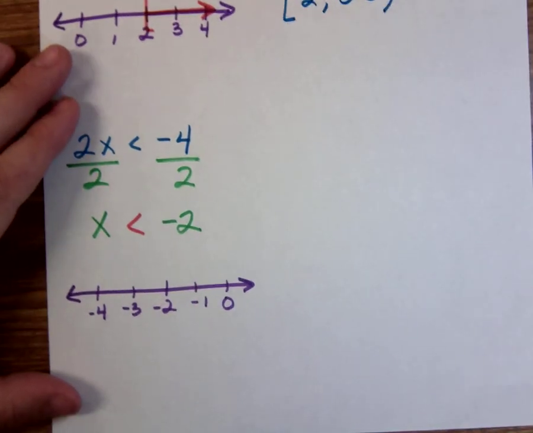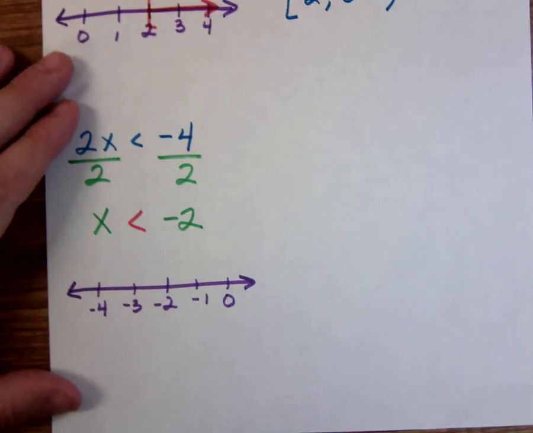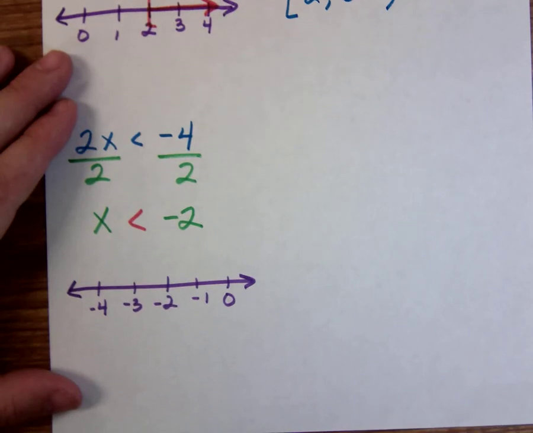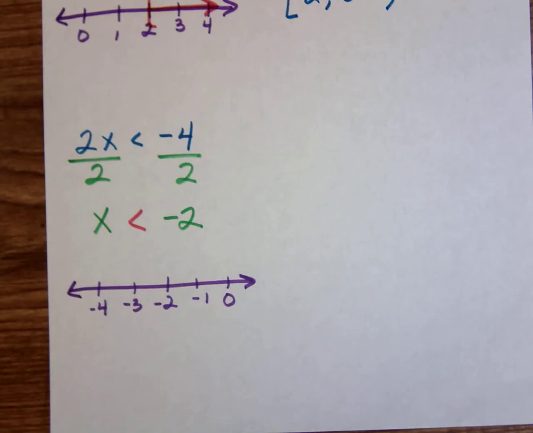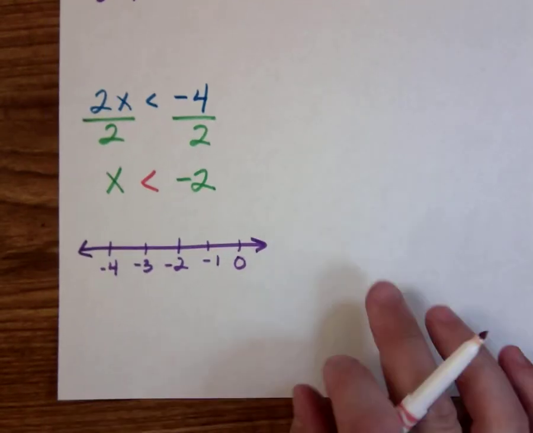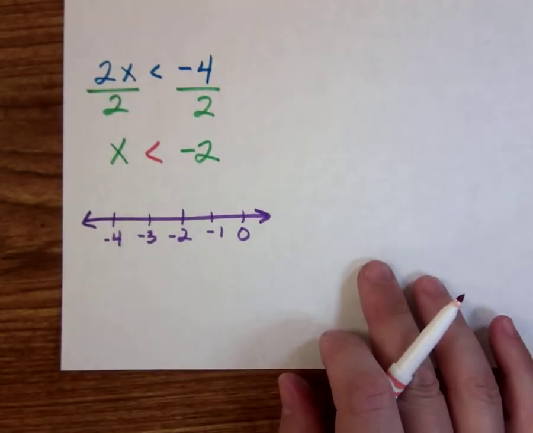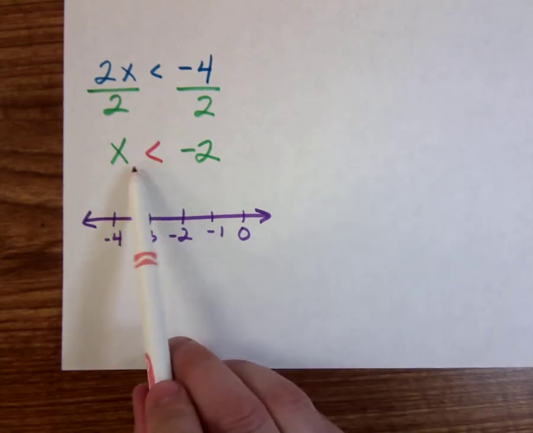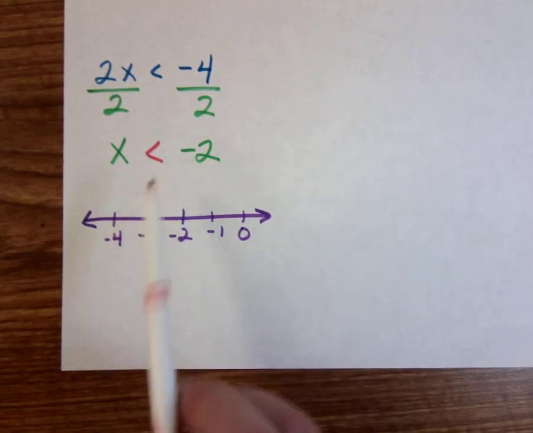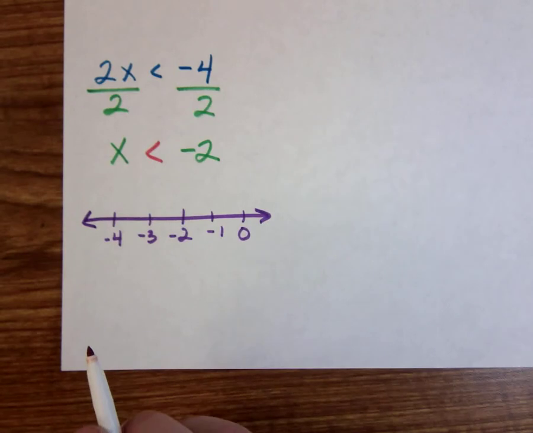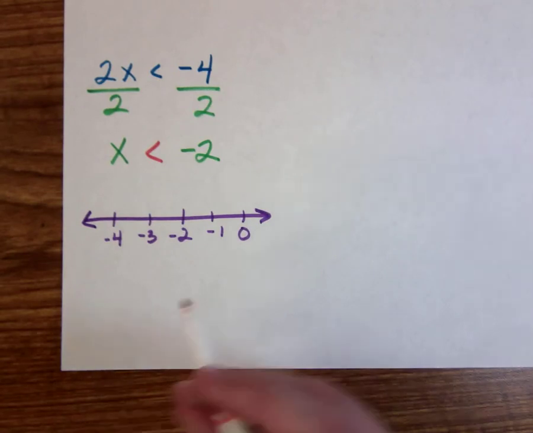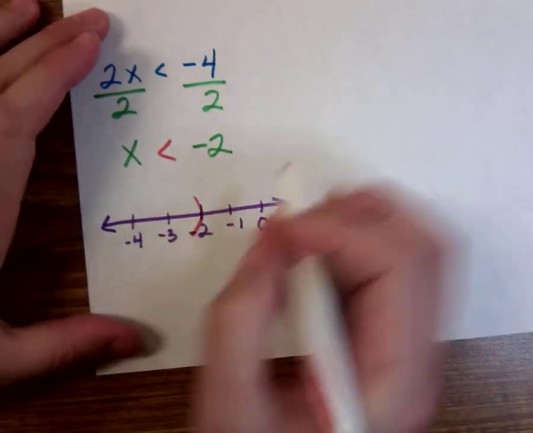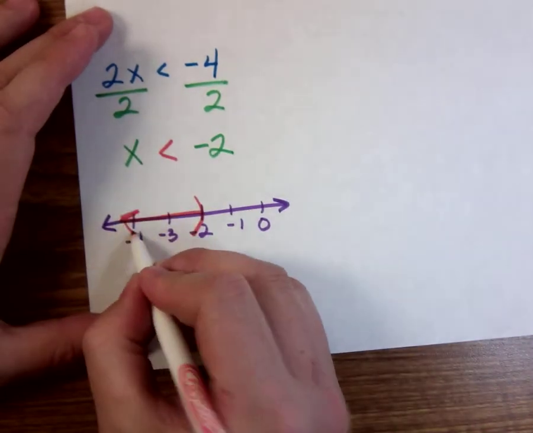So where do I put my mark? -2. And what am I doing? You're going to do a bracket. Is it equal to -2? Is it equal? No? Greater. Oh, less than. It's less than -2, and it's not equal to. So it's a parenthesis on -2, and then all the numbers that are lower than -2.